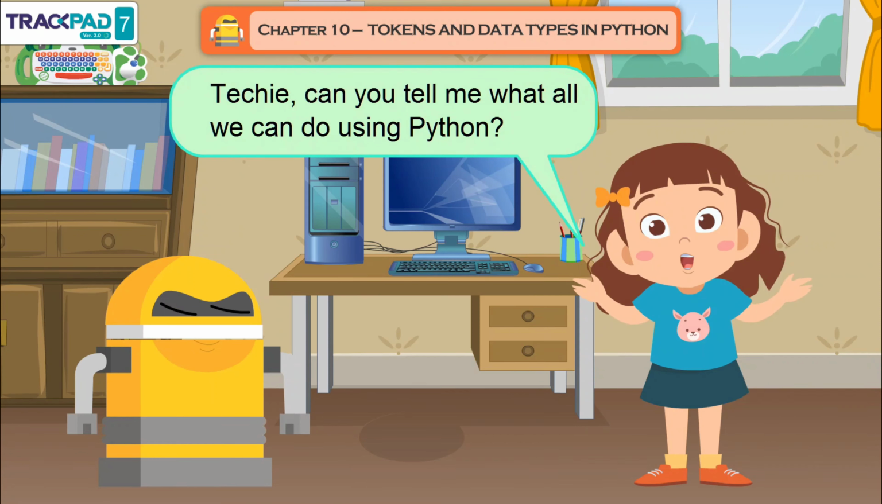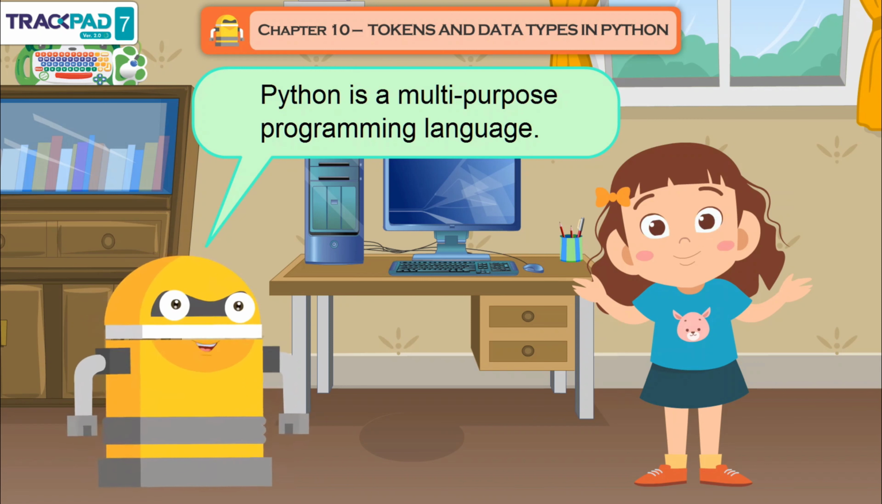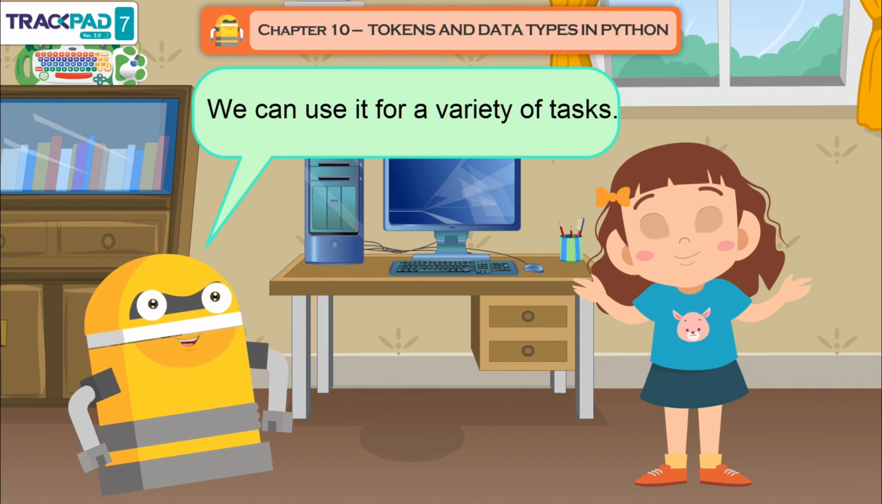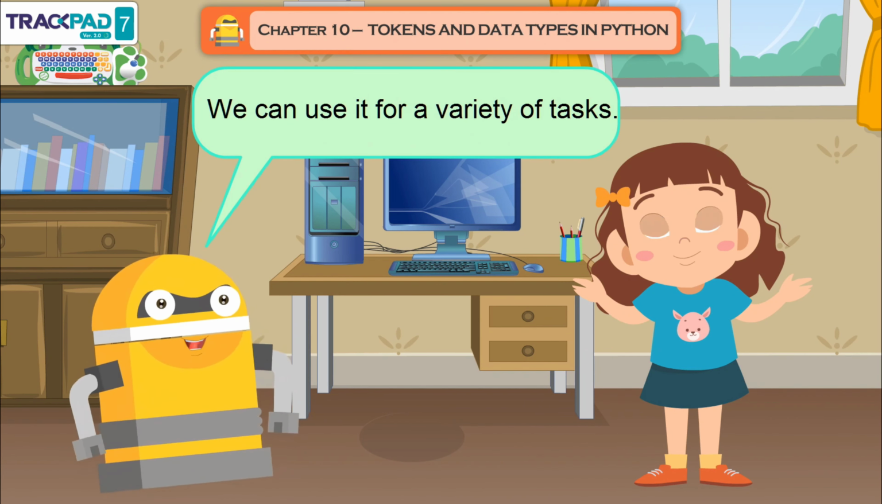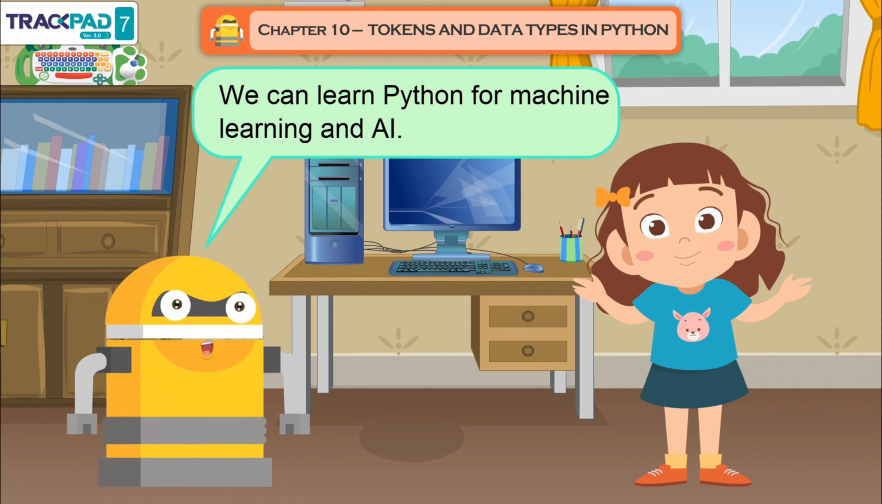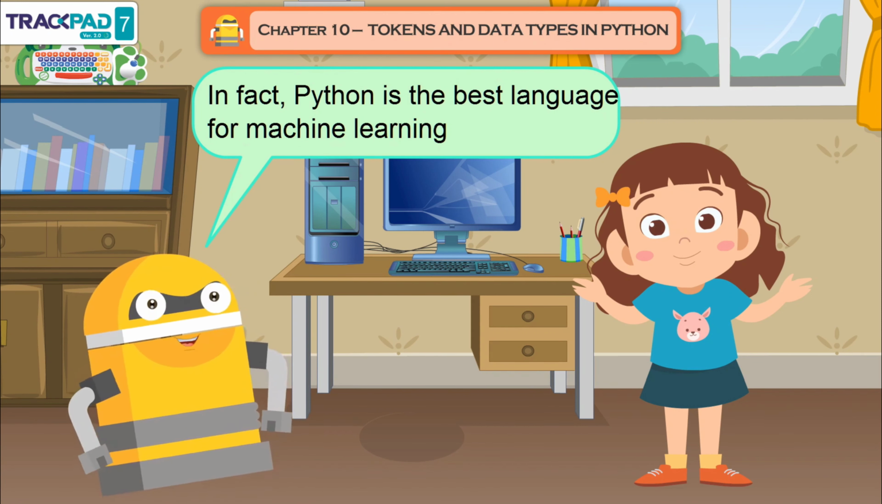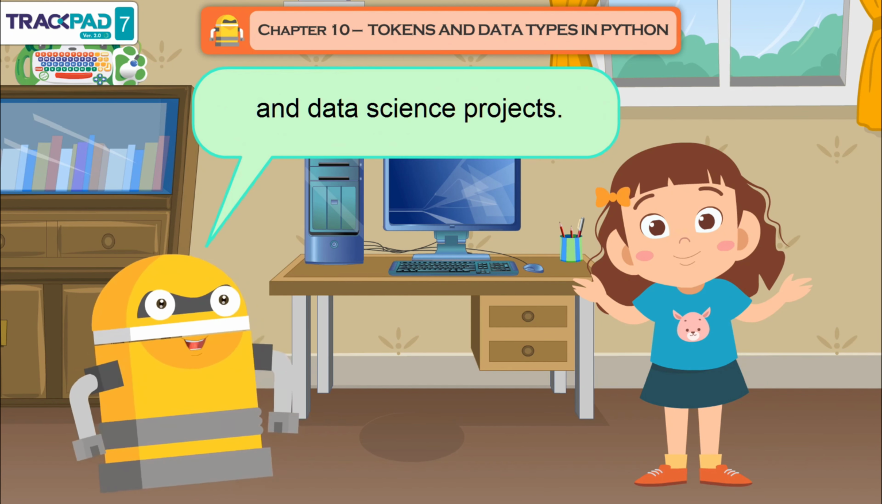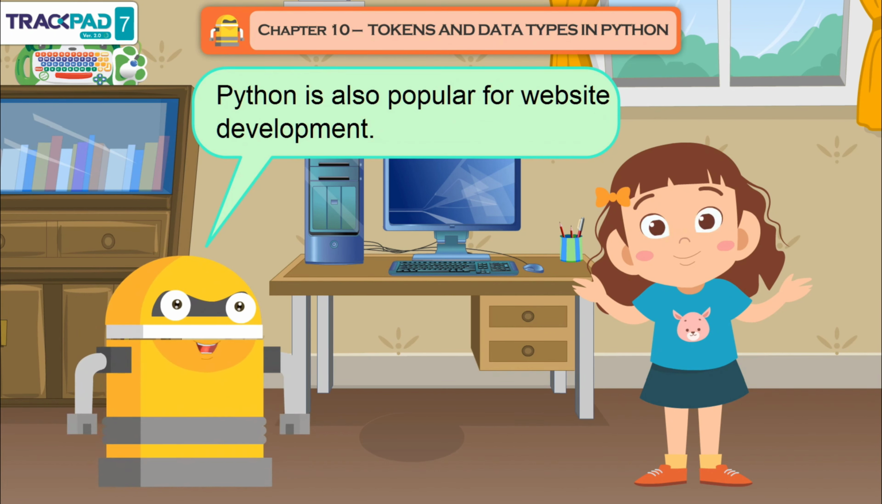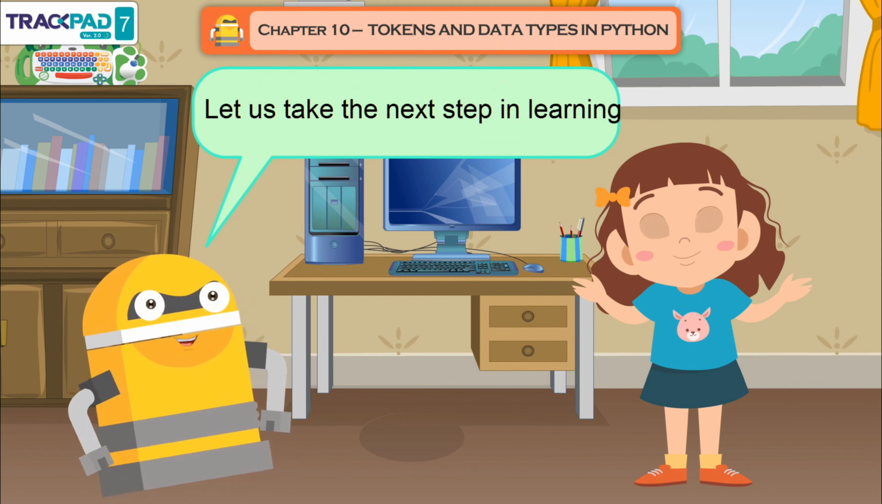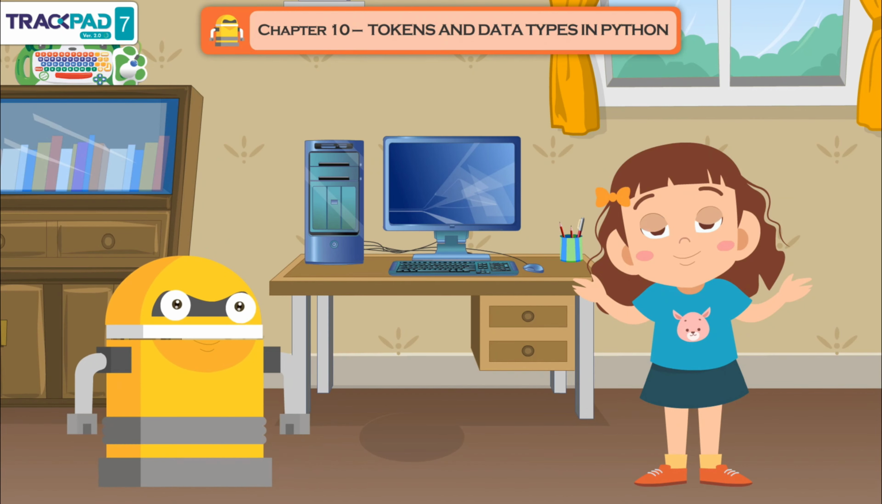Techie, can you tell me what all we can do using Python? Python is a multi-purpose programming language. We can use it for a variety of tasks. We can learn Python for machine learning and AI. In fact, Python is the best language for machine learning and data science projects. Python is also popular for website development. Let us take the next step in learning the Python programming language.